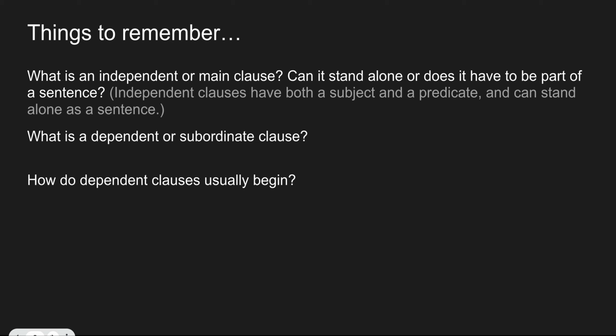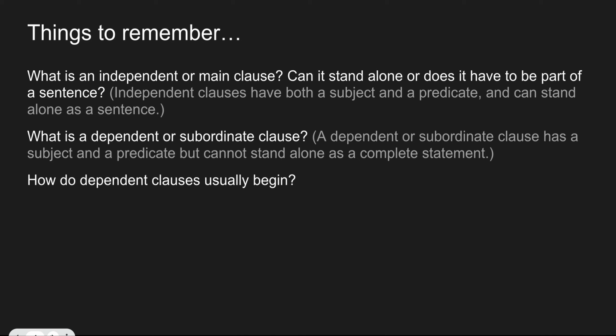Next question, what is a dependent or what we call a subordinate clause? Answer, a dependent or a subordinate clause also has a subject and predicate, but cannot stand alone as a complete statement. It requires more information for it to feel complete.